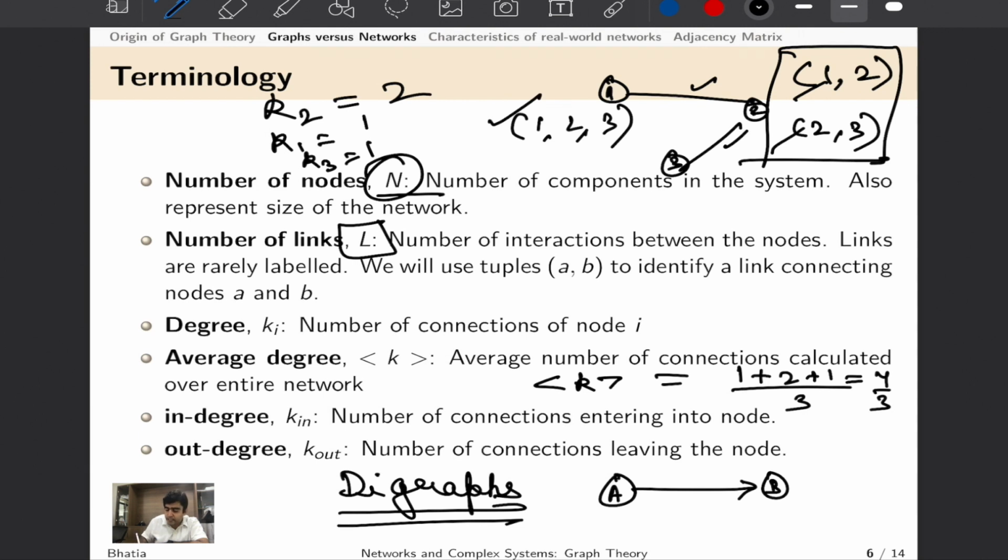But in this case, let us say that we have some direction associated, then we say that A has some out degree and we represent this as k out, and B has some in degree and we represent this by k in, and the node identifier would often be written as a superscript. So with this notation, we are good to go and look into some of the mathematical aspects of these networks.